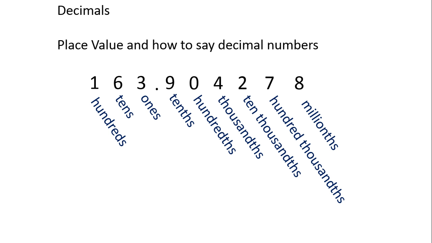is that the digits behind the decimal point, the digits to the right of the decimal point, represent fractional parts of a whole.